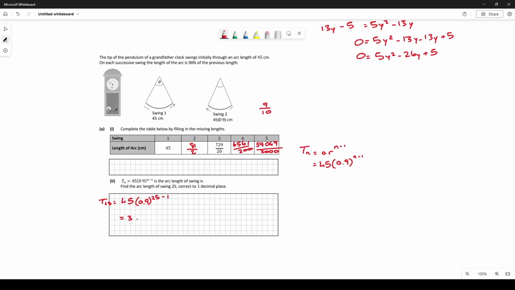And you'd get 3 point something. Now it's set to correct to one decimal place. It'd be 3.6, I think, when you put that in the calculator. Yeah, that's what it's looking like. Which kind of makes sense, I suppose, because it's getting smaller each time.